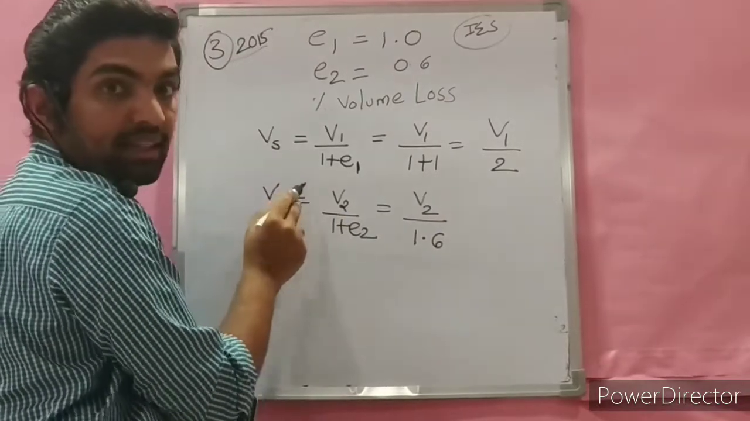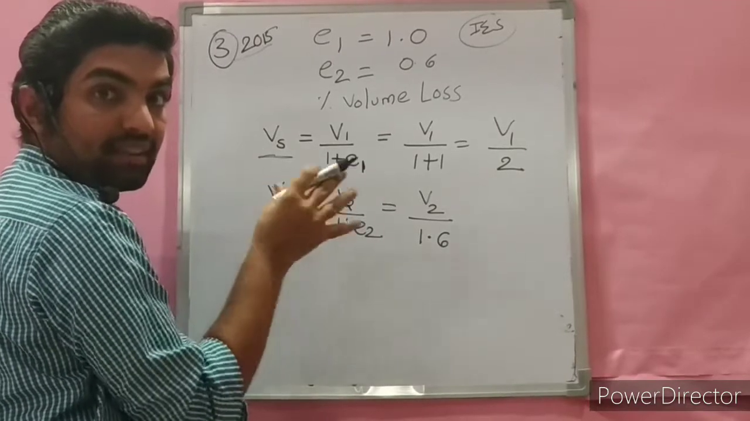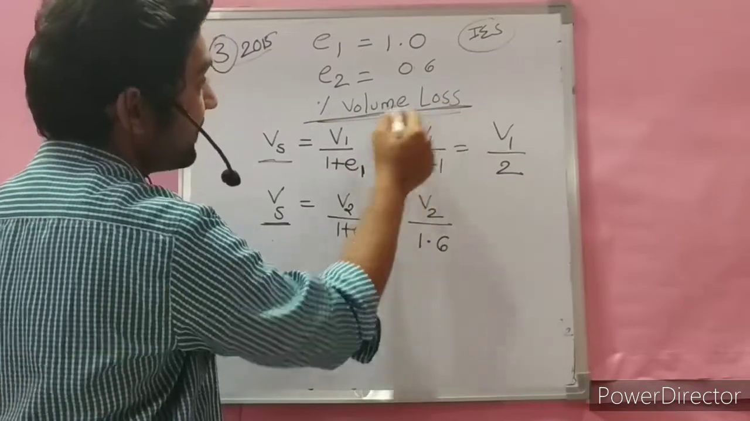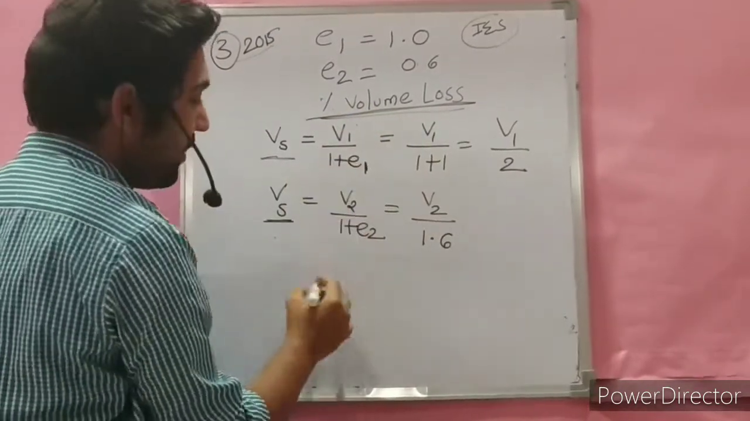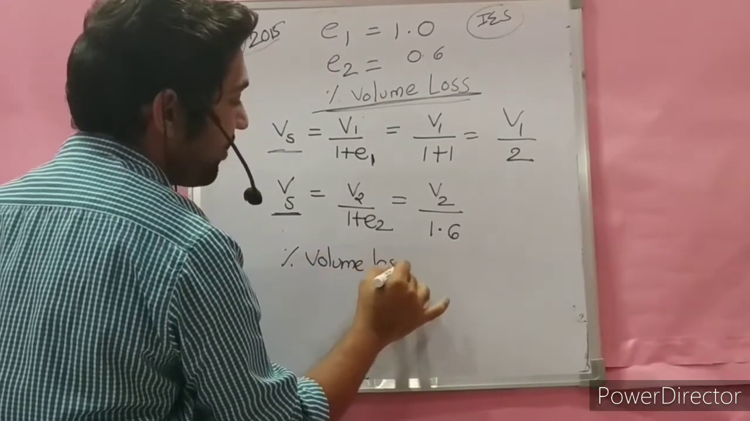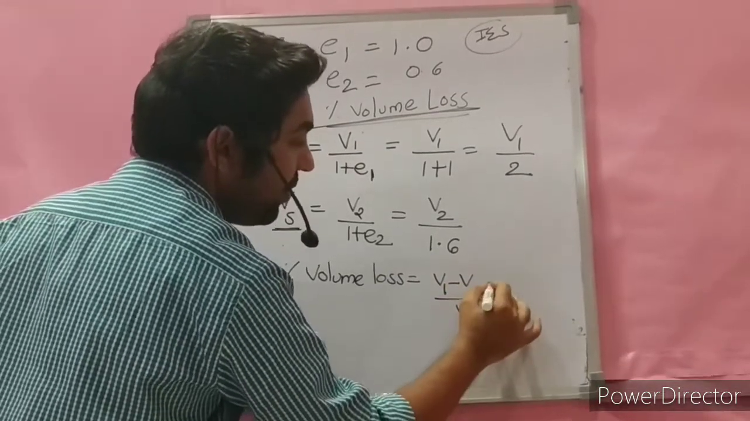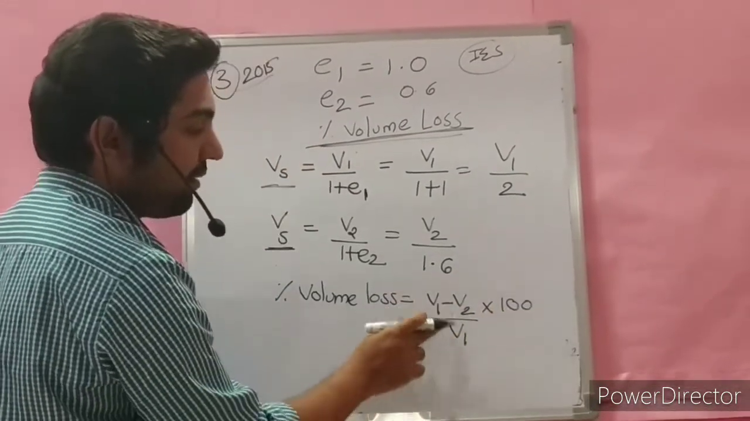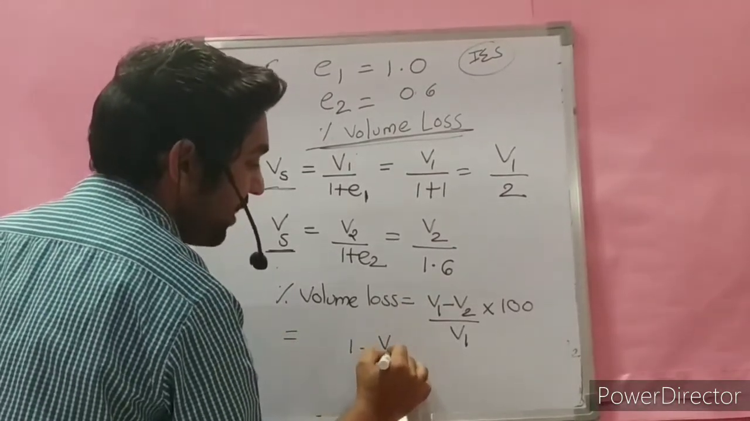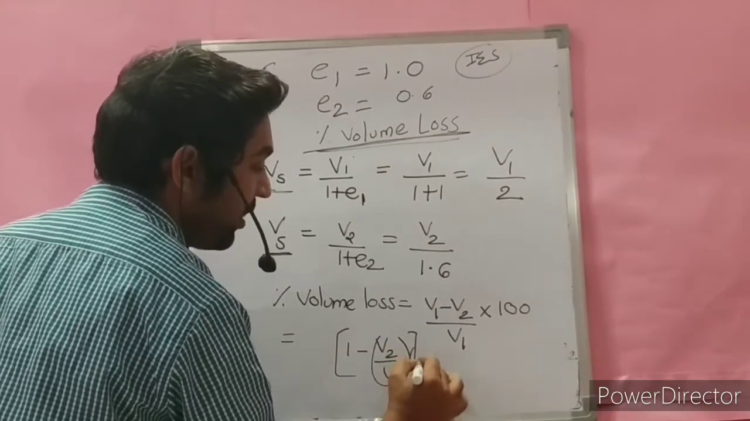See, before compaction and after compaction, there will be no change in the volume of solids because they represent the original soil structure. Now they ask the percentage volume loss from V1 to V2. Percentage volume loss is equal to V1 minus V2 by V1 into 100. You can say it as 1 minus V2 by V1 into 100.